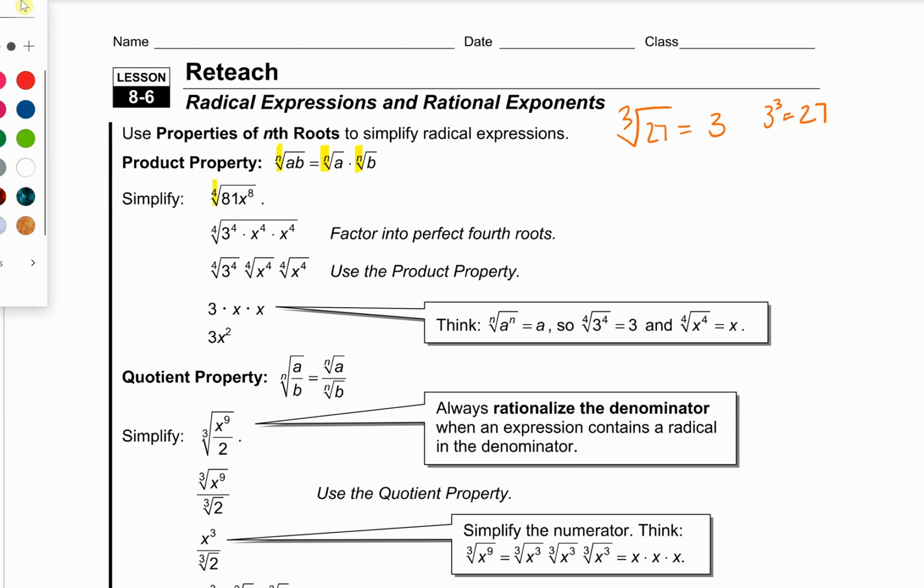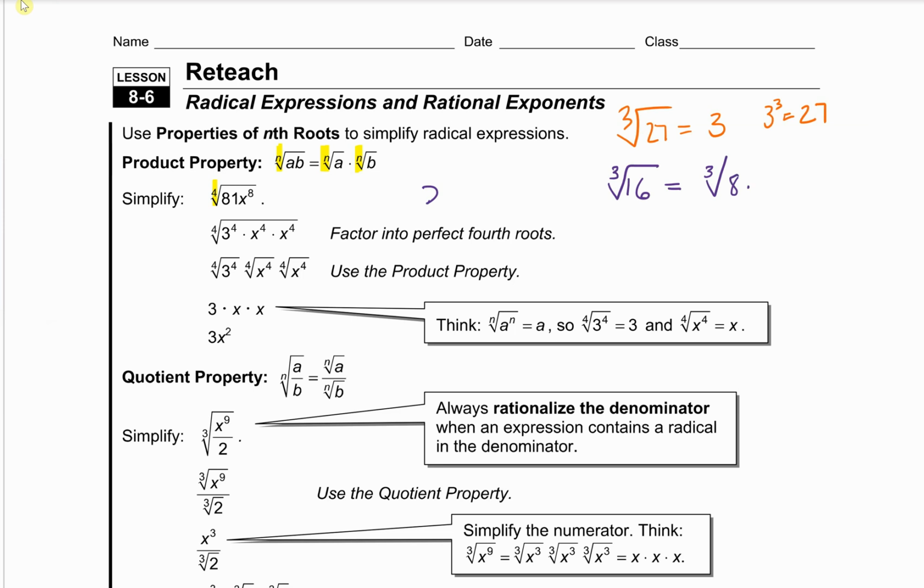For example, what if I had the cube root of 16? 16 is not a perfect cube, but I could have the cube root of 8 times 2. 8 times 2 is 16, and 8 is a perfect cube. Its cube root is 2. So to simplify this, I get 2 times the cube root of 2. Now the same thing works when you've got variables, and it's actually a little bit easier with variables, and we'll get to why in a moment.